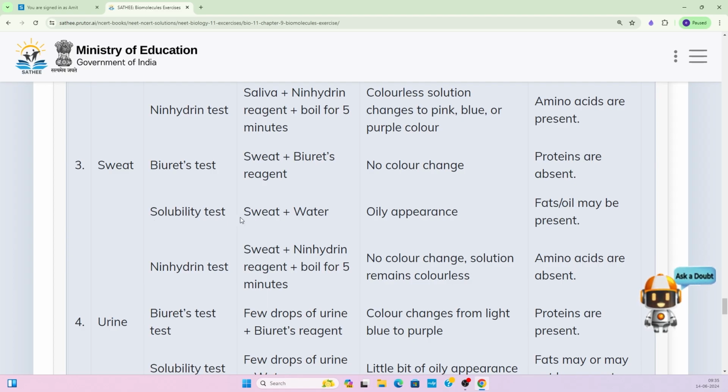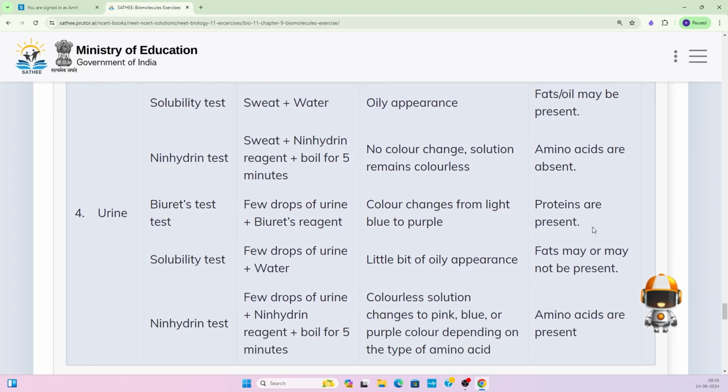Solubility test: sweat plus water. You take the sweat and water, and it has an oily appearance, so fats and oils may be present. Ninhydrin test: you take the sweat and ninhydrin reagent and boil it for 5 minutes. No color change in the solution, it remains colorless. So amino acids are totally absent.